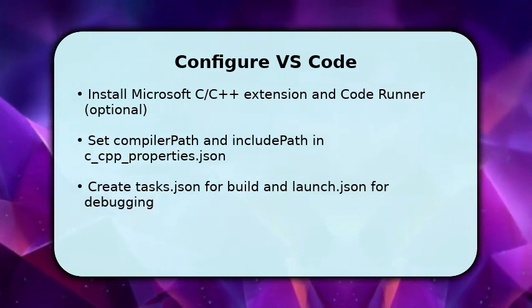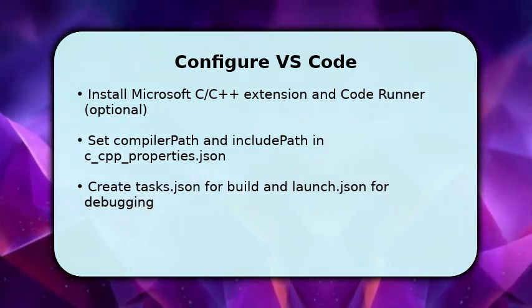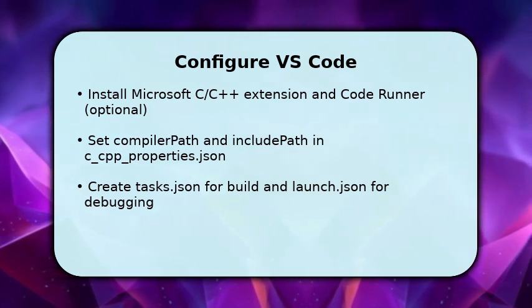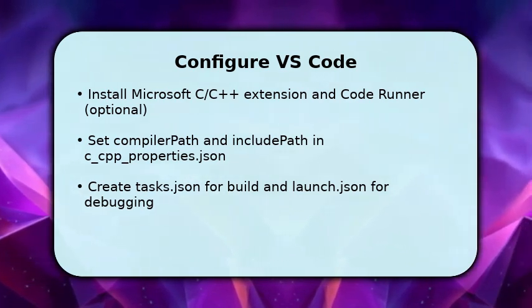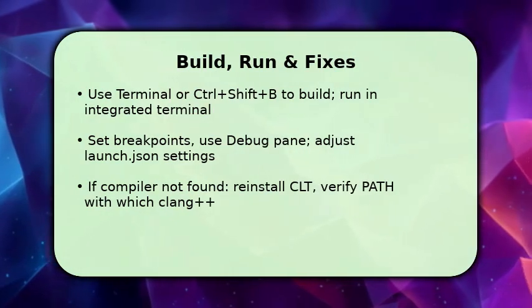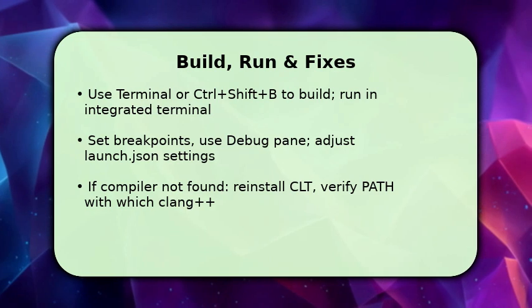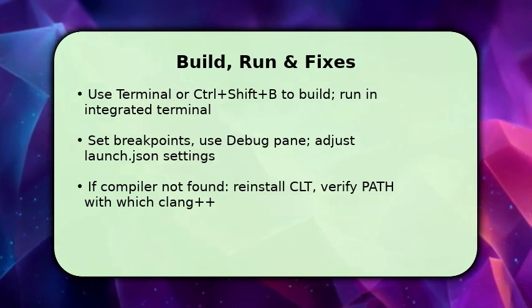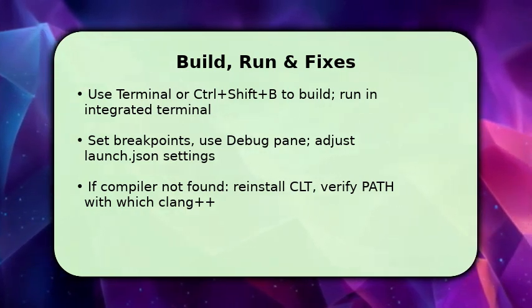Then add a tasks.json build task that compiles main.cpp to an executable and a launch.json entry to run, and now build and run your program. Use Ctrl+Shift+B or the tasks menu to compile, then run the resulting executable in the integrated terminal.